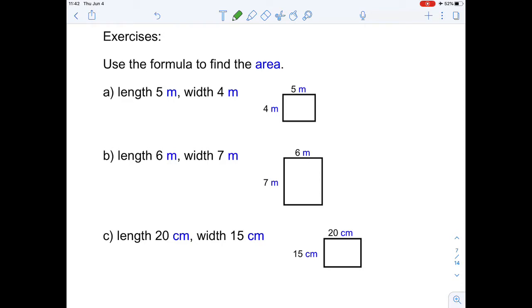For A, we have an area of 20 meters squared. For B, it's 42 meters squared. 6 times 7 is 42. And I can use my little trick. 2 times 15 is 30, plus the 0 from the 20 makes 300 square centimeters.